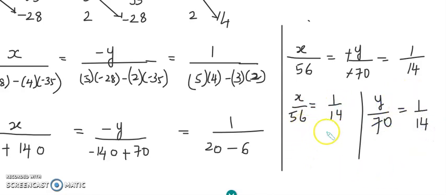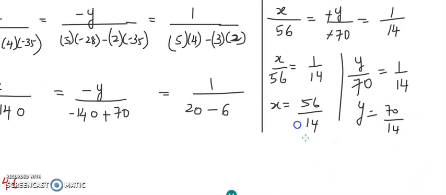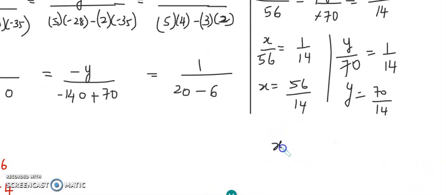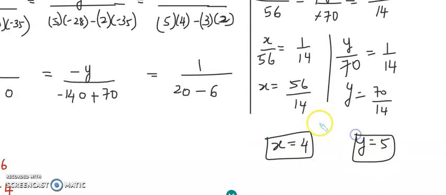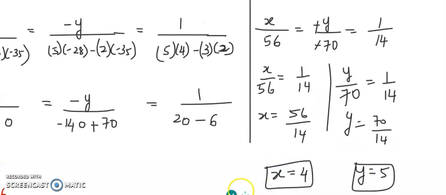Okay, so shift the 56 on the top, that will be 56 upon 14, and here y equals 70 upon 14, right? So what do we get here? Yes, x equals 4 and y equals 5. So what did I do in this step? After getting my x, y, z with a single denominator, I said x upon something is equal to 1 upon something, and y upon something is equal to 1 upon something, because all the three fractions or the parts were equal. Therefore, x was equal to 1 upon 14 and y upon 70 was equal to 1 upon 14. And thus we solved it and we got the x and y.